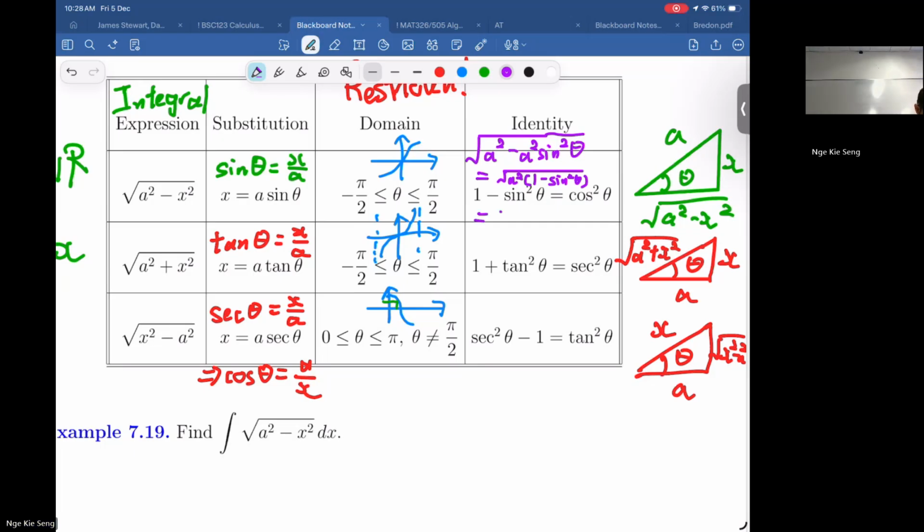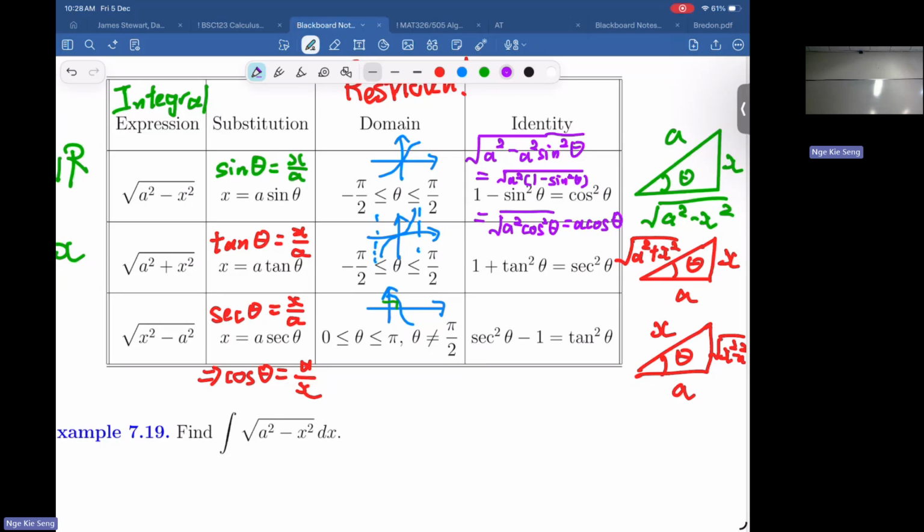So the square root of a squared cos squared theta. But you take a square root, right? So what do you get? You get a cos theta. So you simplify a square root expression to something simple. This is the idea of this trig substitution.